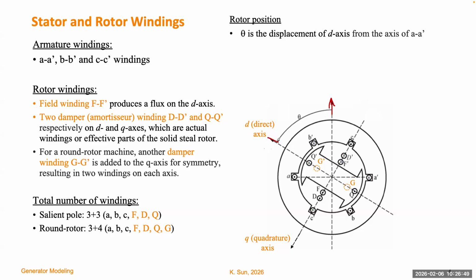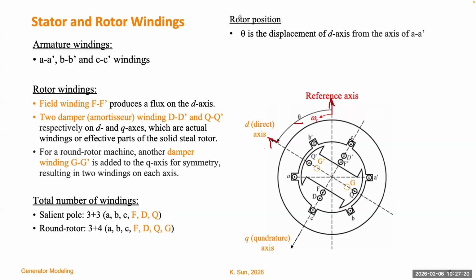So this is the D axis. The separation is theta. Theta will be a variable indicating the position of the rotor. So when the rotor is revolving, theta will change, actually increase monotonically with time, because the rotor is always revolving in the same direction, so it never goes opposite. So theta will increase with time, so it's not a constant value.